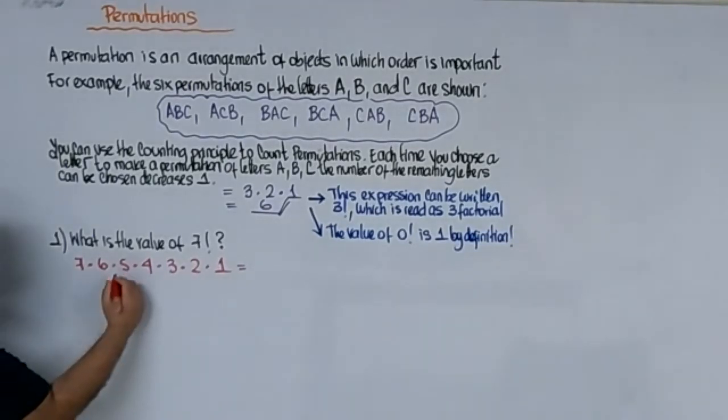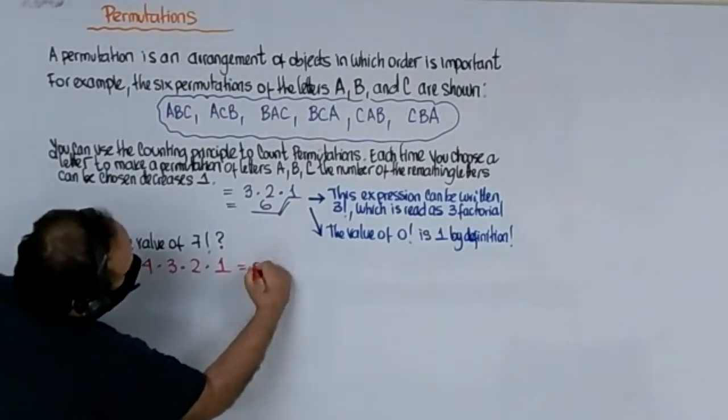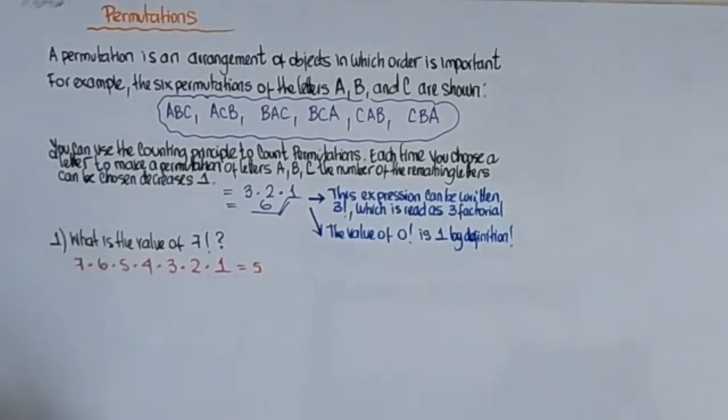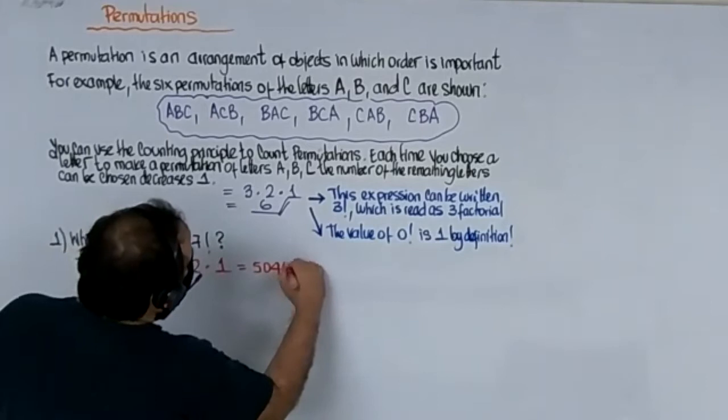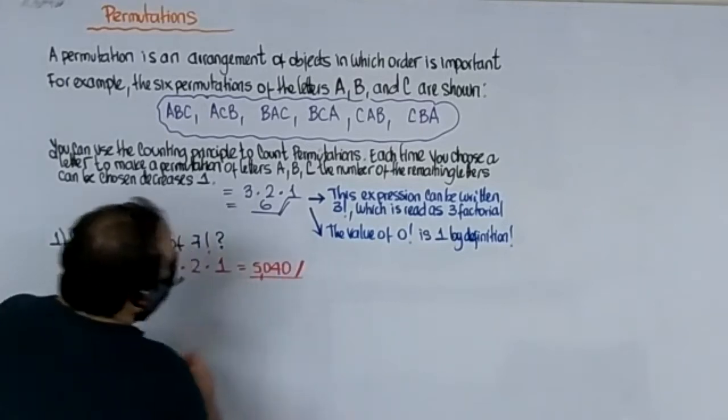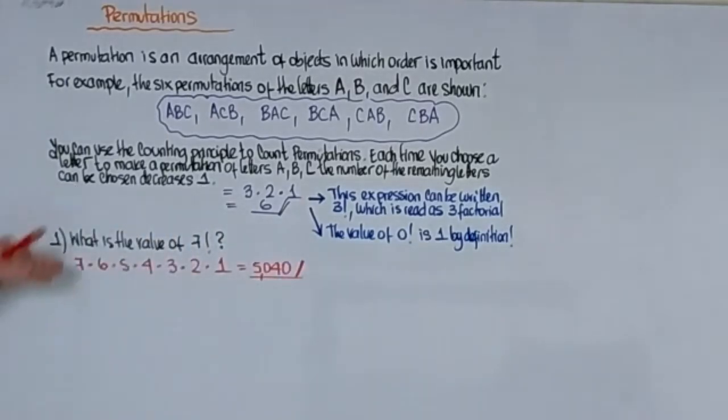5,000. Multiply 5,000 by 40. Okay, 5,040. And this is going to be the answer because we have the value from 7 factorial. Another example.